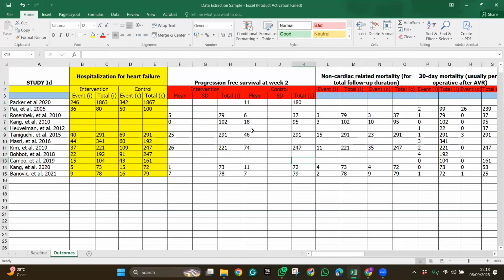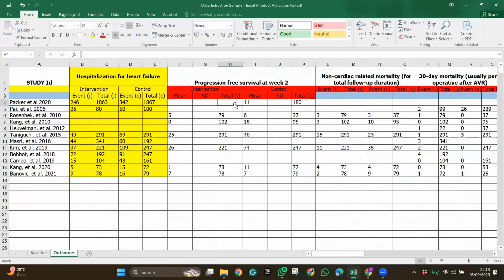Let's say I had an outcome, progression-free survival at week 2. I had included 10 studies in my meta-analysis. Four of them gave me progression-free survival at week 2. The rest did not. There was one study which did report this data, but it reported the data in the form of a graph. What I will do is write the total. Total will be given in the outcomes table.